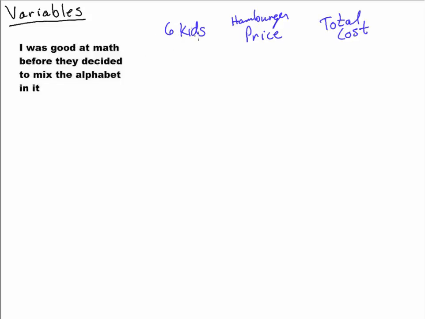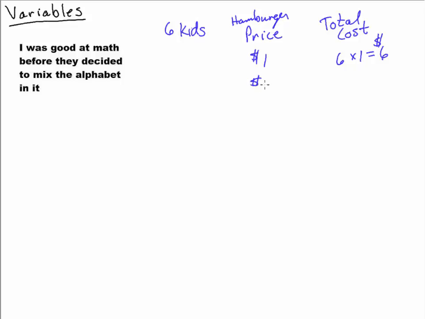Suppose we have 6 kids. They're going to a little hamburger place to buy hamburgers. And we're going to look at how much it costs them. So they have 6 kids. Each one costs $1. You're like, wait a second, I know how to figure out what the total cost is. You've got 6 kids, $1 apiece, 1 plus 1 plus 1 plus 1 plus 1. That's 6 times 1 equals 6. $6 total cost.